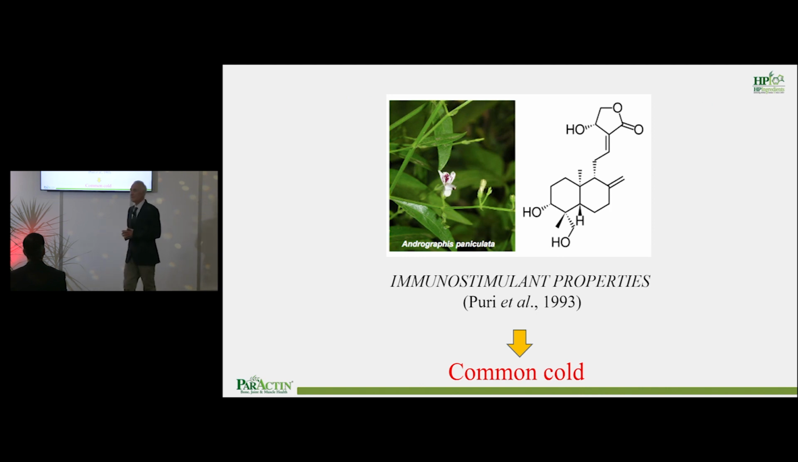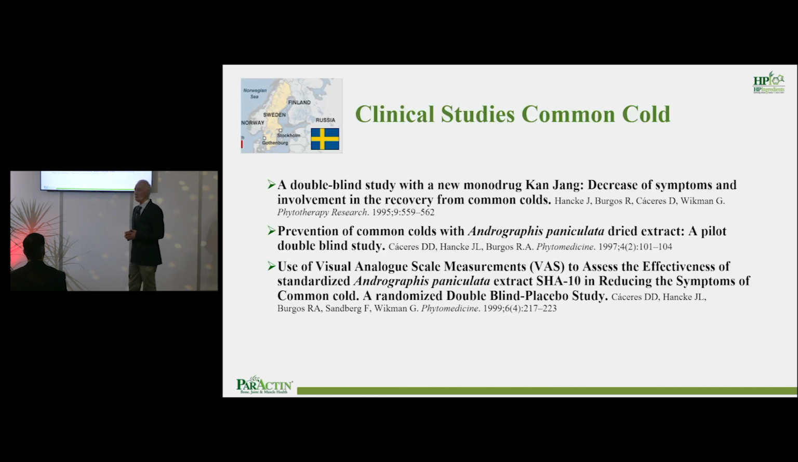In 1903, there was a publication by an Indian group, Puri et al., that described the immunostimulant properties of andrographolide, which triggered, so to say, the research in common cold. And at that time, about 40 years ago, I was in Sweden, and they had a product for common cold known as Kan Jang. And we were the first group in the Western world to start with this publication in Phytotherapy Research, a double-blind study with this monograph called Kan Jang, where we described the decrease of symptoms in the involvement of common cold.